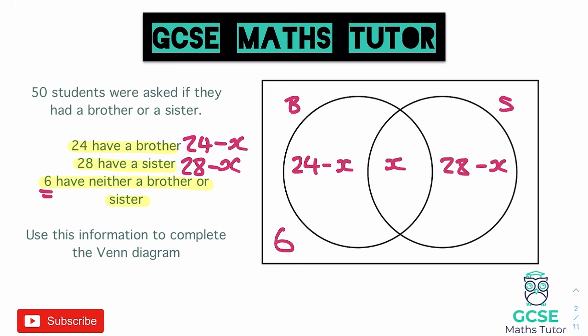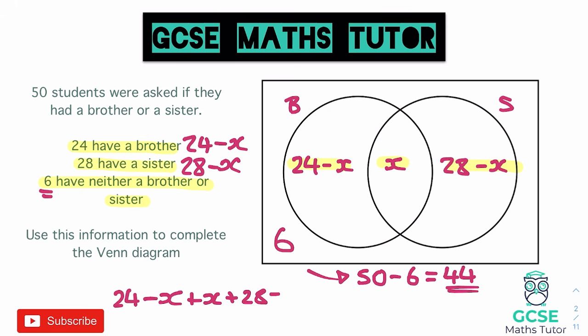We can now figure it out using a little bit of algebra here, solving an equation. If we add these three pieces together in the middle, we know what they're going to have to add up to. Because if there are 6 on the outside and 50 are asked in total, they have to add up to 44. And again, we could write down that working out just over here: there are 50 people in total. Take away the 6 on the outside means the total inside our Venn diagram has to add up to 44. So if we add those three pieces together, we have 24 minus x plus x, which is going to cancel that x out, plus the 28 minus x.